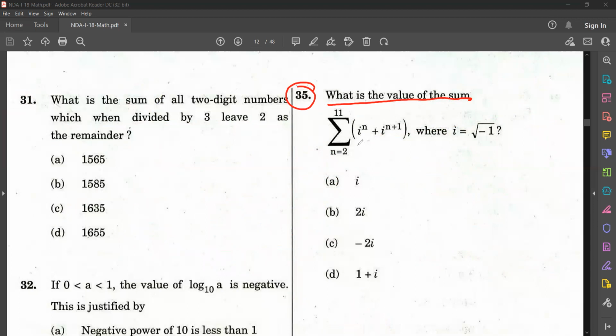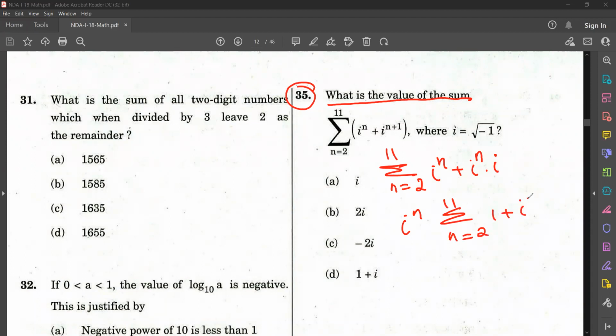What do you mean by sigma? Sigma means to sum, to add. We have to do this from 2 to 11, isn't it? So I can write this as the sum from n equal to 2 to 11 of i raised to n plus i raised to n into i. So I can take i raised to n outside, and this becomes sigma n equal to 2 to 11 of i raised to n into (1 plus i).